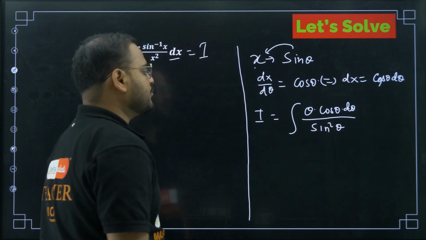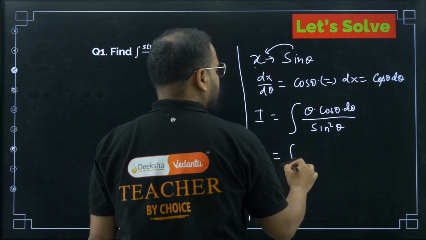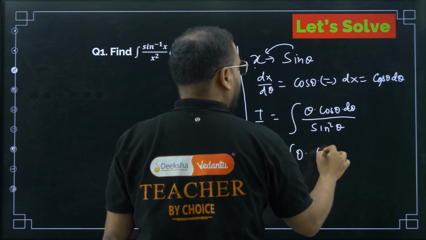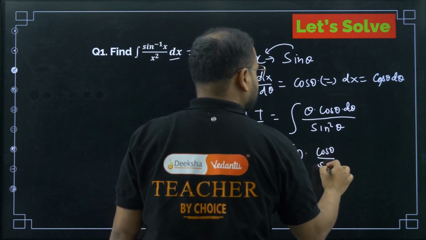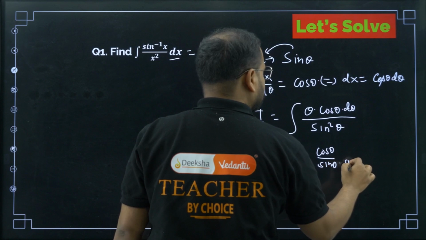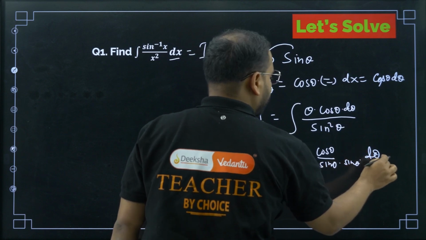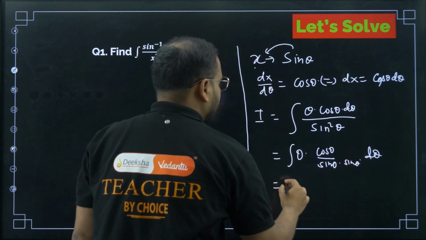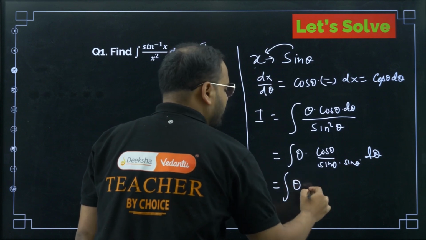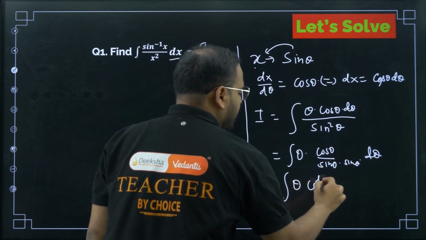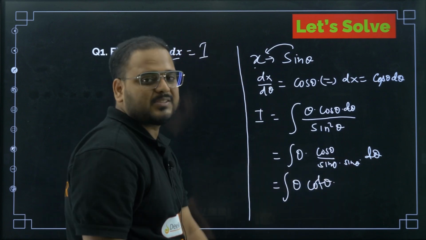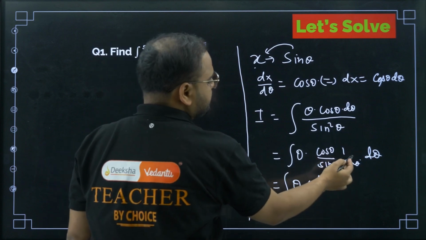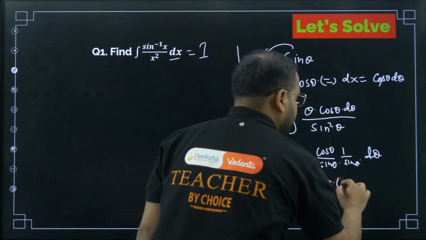Sine square theta. Now you check. This will become what? Tell me. This will become theta times of cos theta by sine theta into sine theta d theta. How much is this? Cot theta into cosec theta. So theta times of, this will be what? Cot theta into what? 1 by sine is what? Cosec theta.